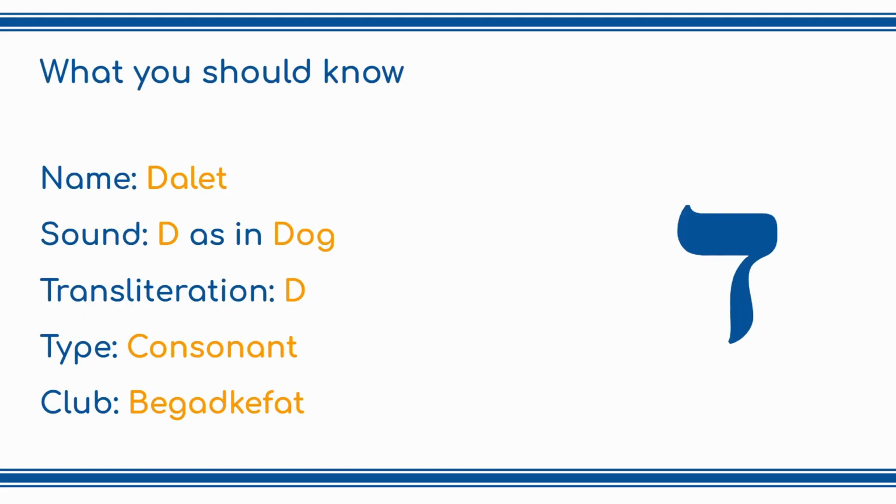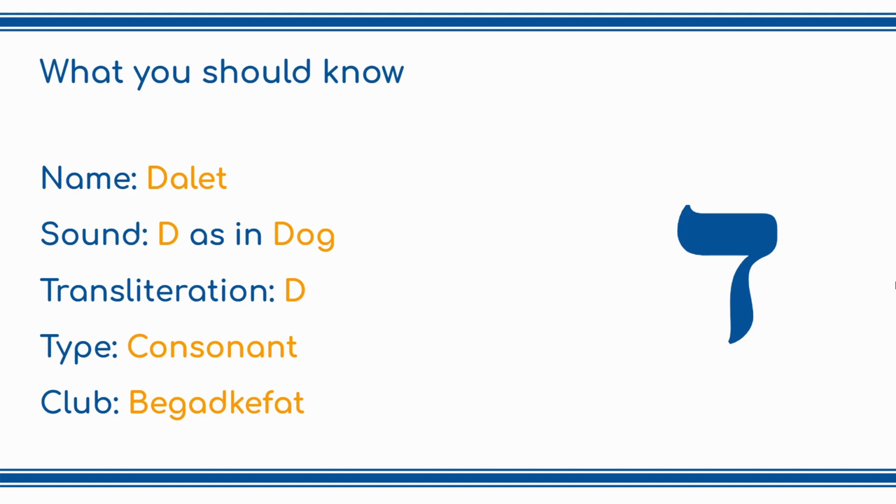Okay? Moving on, what you should know by now from this lesson. You should know the name of the letter. It's the letter Dalet. It makes a D sound, as in the word dog. You transliterate it by writing a D. The type of letter is a consonant. It is part of the Begad Kafat club.